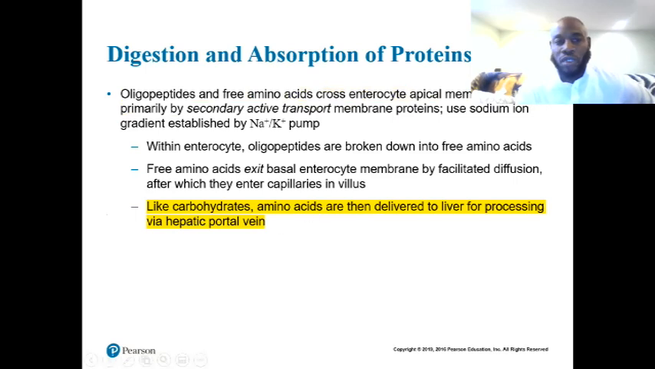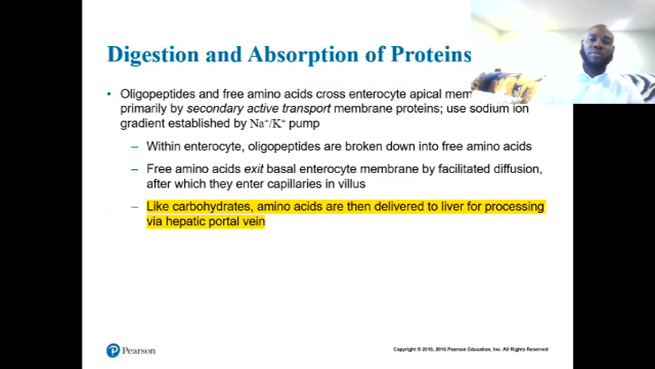Right, but what we want is these oligopeptides. In general, we want these oligopeptides and free amino acids, which cross the enterocyte apical membrane, that's on the inside, the lumen side, primarily by secondary active transport, that means requires energy, through membrane proteins. Again, that relies on a sodium potassium pump.